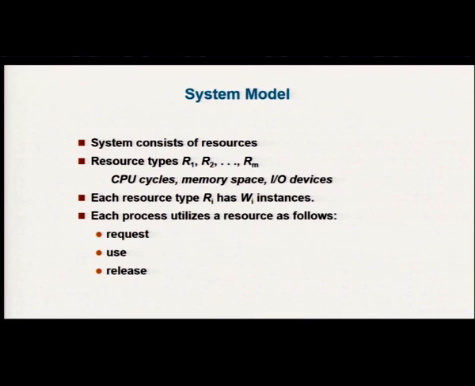So the system model is very clear. All resources are categorized as types R1, R2, R3. If there are multiple instances of the same resource, we will use a notation Wi. So for example, monitor is Ri, M1, M2, M3. 3 monitors are the instances of the same resource R1. Each process utilizes a resource as follows: request, use and release. Deadlock can arise if 4 conditions hold simultaneously.